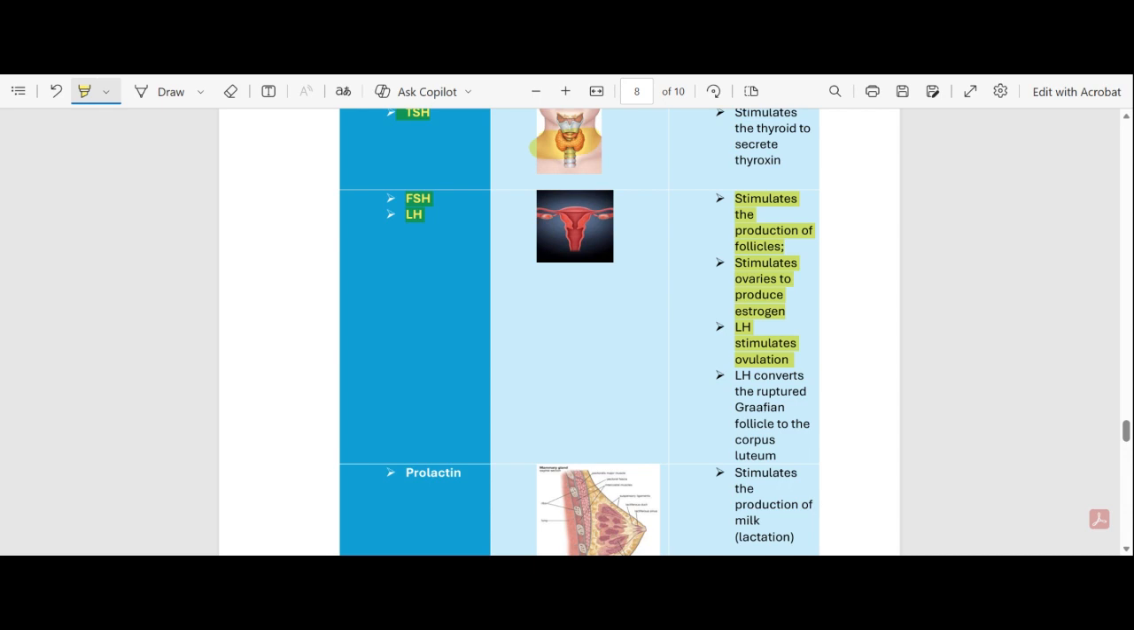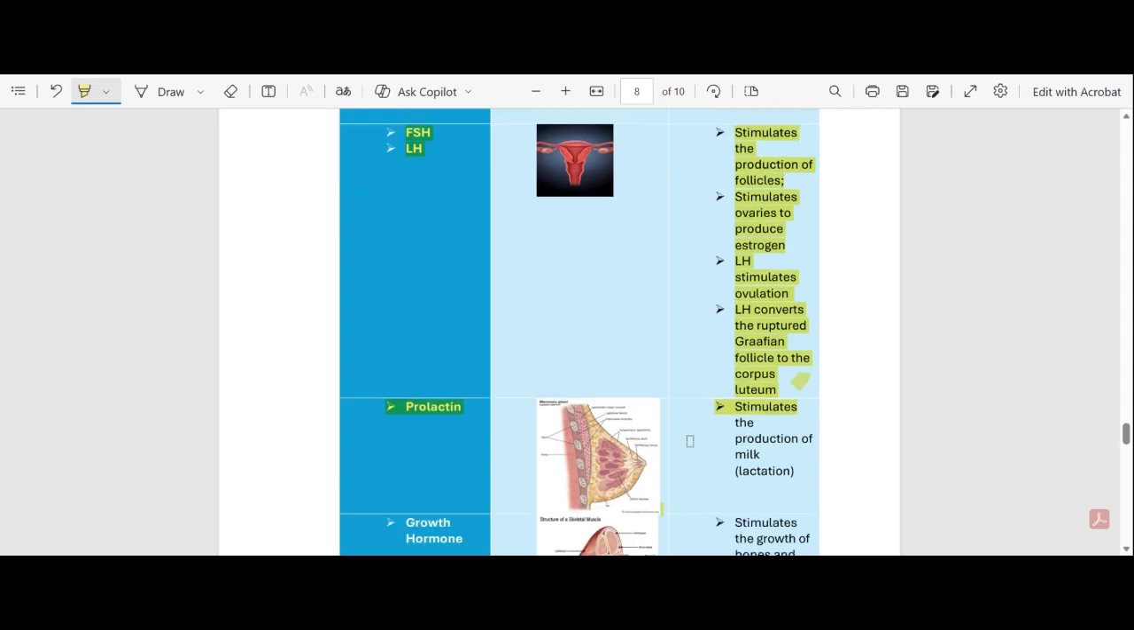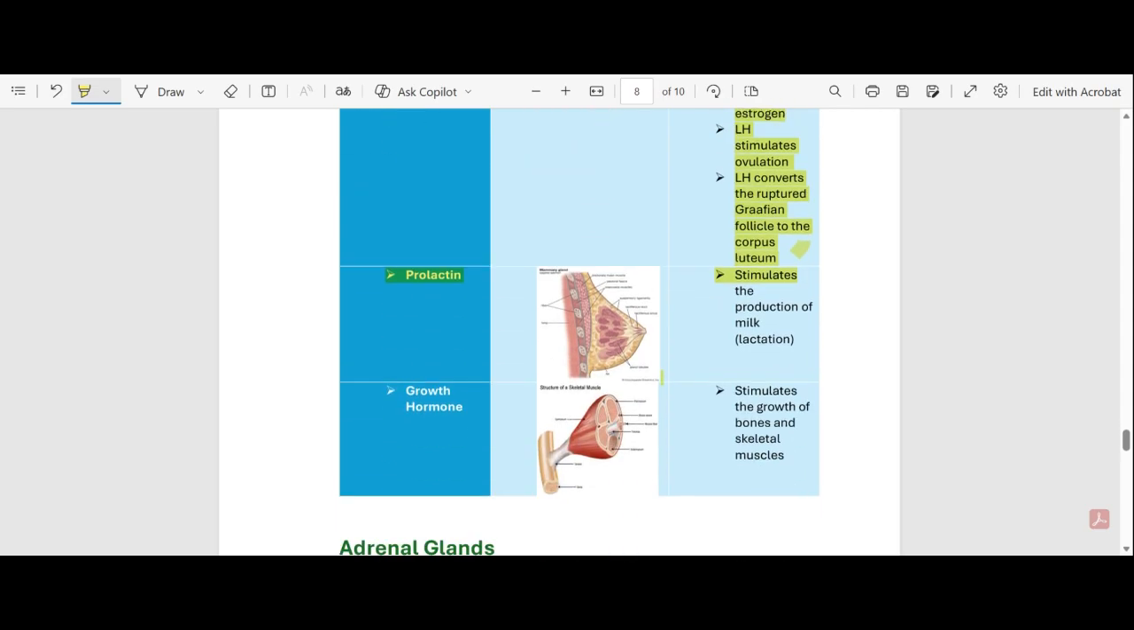So LH stimulates ovulation. What's the second function of LH? LH converts the ruptured graafian follicle to the corpus luteum. Right? This is just a revision of reproduction. Okay. Now let's go to the next hormone that's secreted by our pituitary gland.